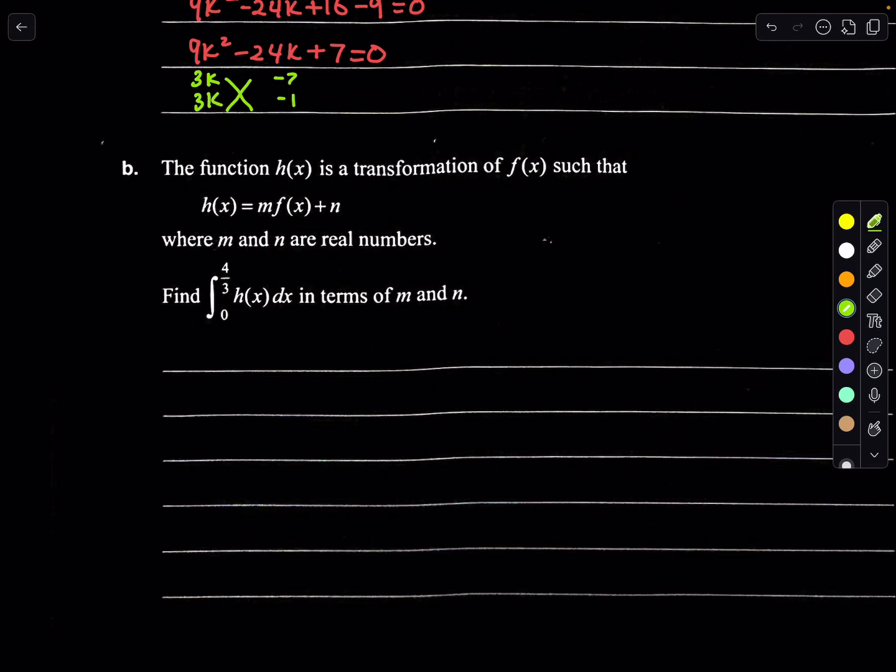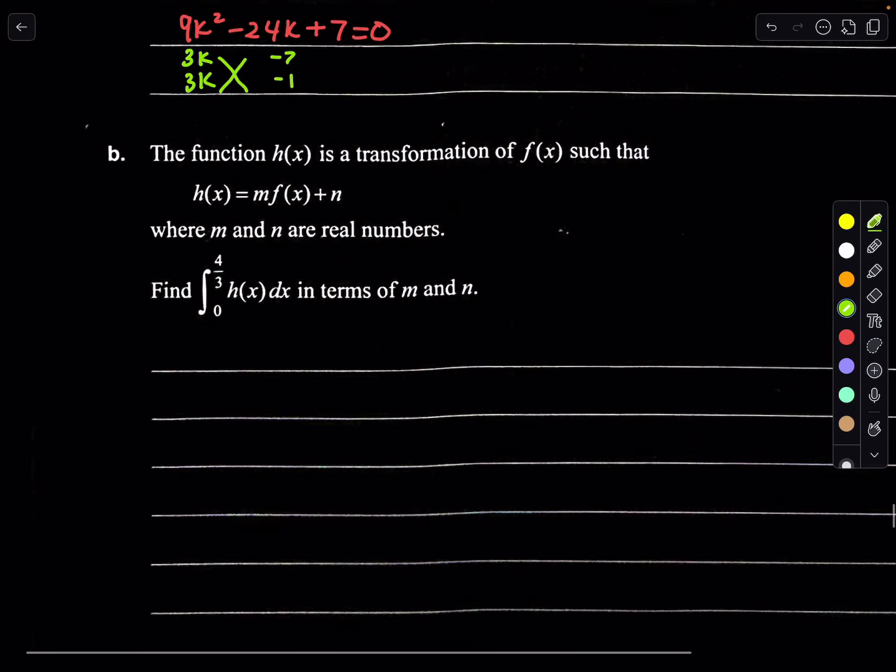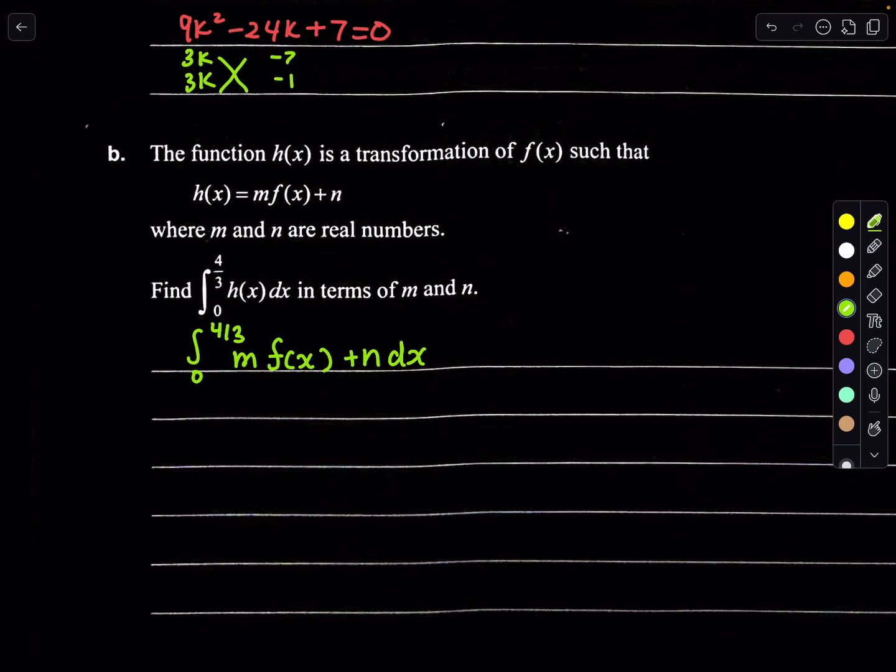Not bad. So what we're going to do, legends, is this. I'm going to write this integral from 0 to 4 over 3 of h of x. Now we know h of x is just this function, so we replace it and write it in terms of m f of x plus n dx. Remember, one of the integral properties is we can expand that integral. So it'll be the integral from 0 to 4 over 3 of m f of x, plus the same thing from 0 to 4 over 3 of n dx.